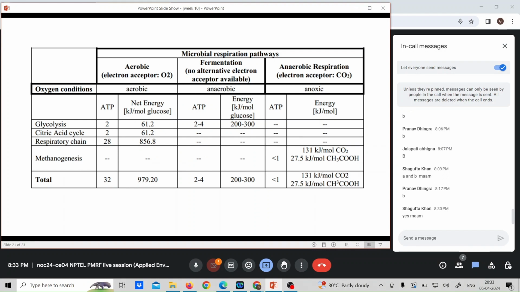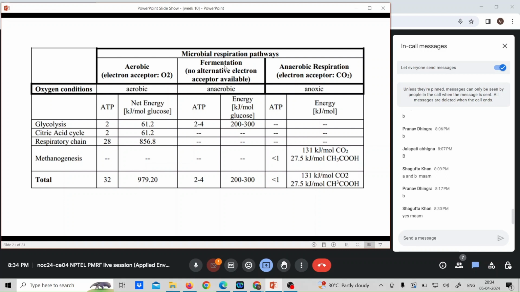So with this, you can see in the aerobic process, the electron acceptor is oxygen. Okay, so we have 32 ATP. ATP is by which we calculate the energy. You can see 979.2 kilojoule per mole of glucose. Glucose acts as the carbon source here. So here you can see that 32 ATP is generated. Whereas in the case of anaerobic respiration, as I told you, CO2, sulfate, any molecule can be an electron acceptor. In that, lesser ATP is generated and you get lesser energy.